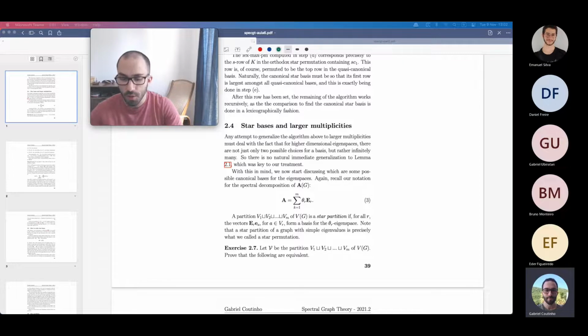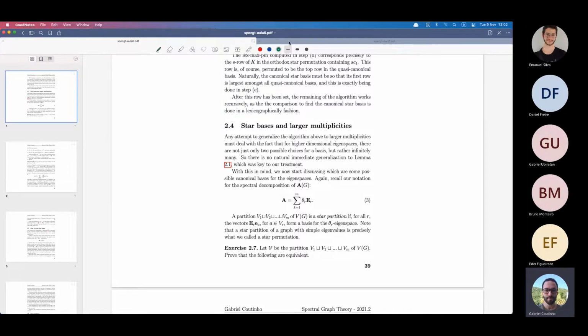The topic of today's class is a sort of continuation to what we did last class. Last class, we learned how to decide whether or not two graphs are isomorphic as long as they have simple eigenvalues. And we achieved that by showing how to associate in a canonical way the vertices of a graph with simple eigenvalues to the eigenvalues of the graph, right?